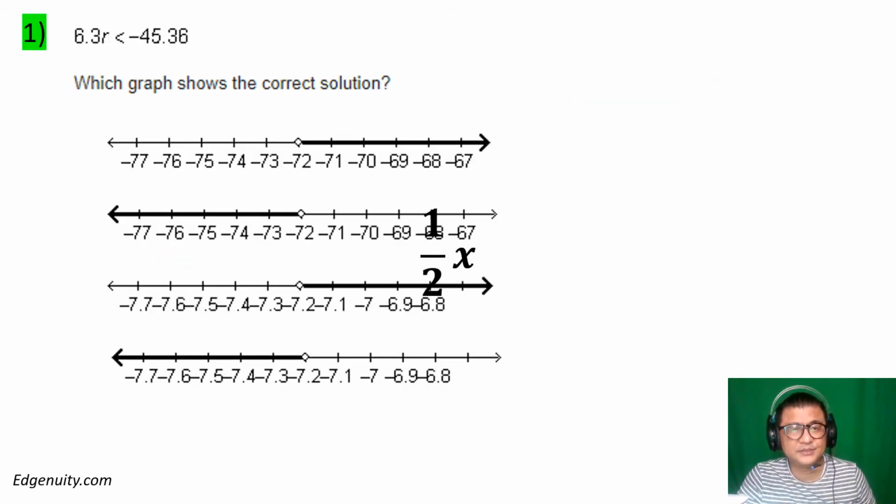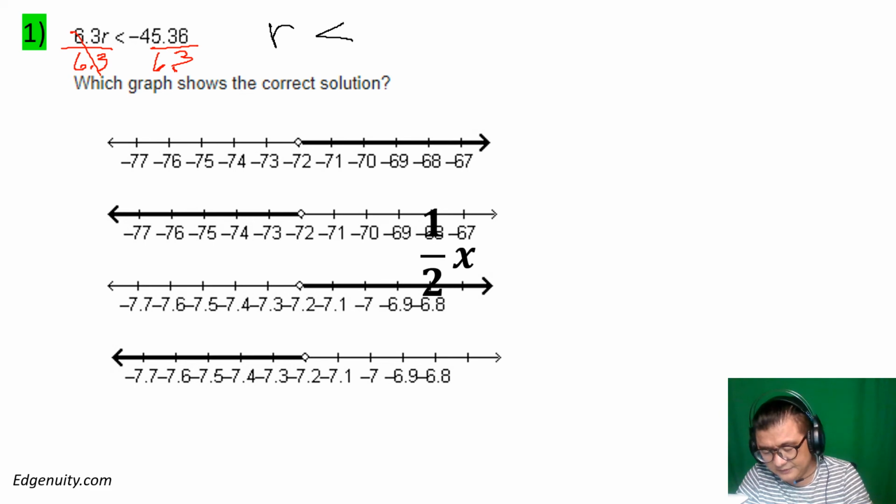Okay, look at this. The R wants to be alone. Opposite of times is divided by 6.3, divided by 6.3. That cancels out. So what remains is R, R on the left side. Copy the symbol less than. So 45 divided by, no, 45.36 divided by 6.3, you will get 7.2.